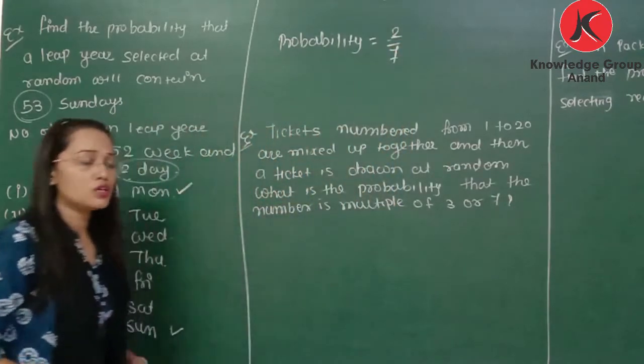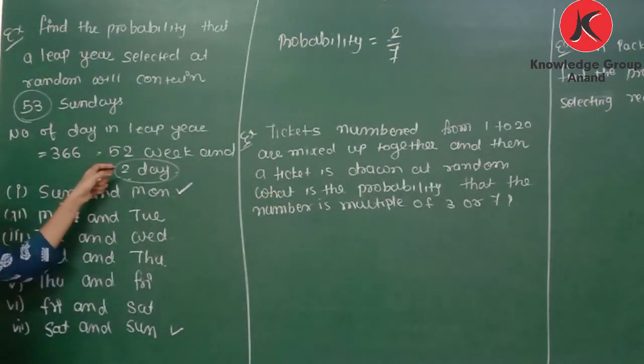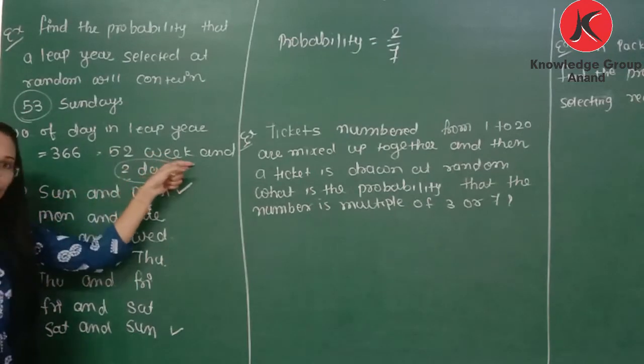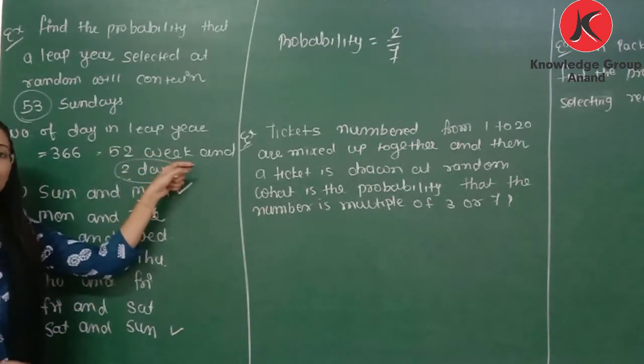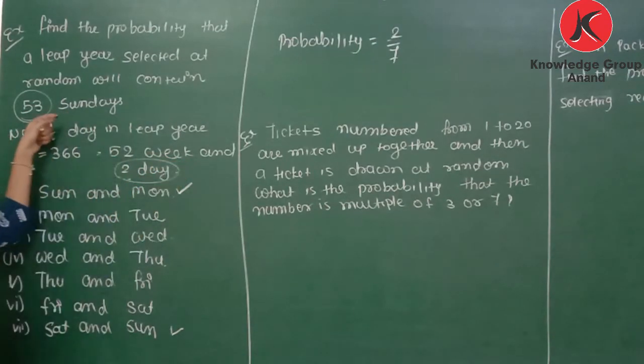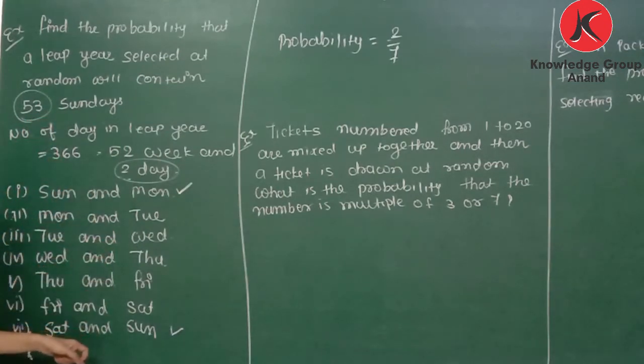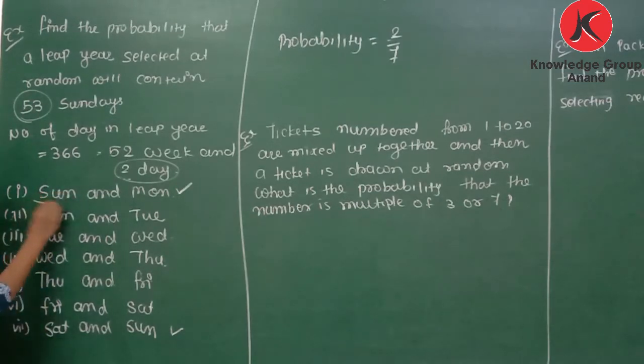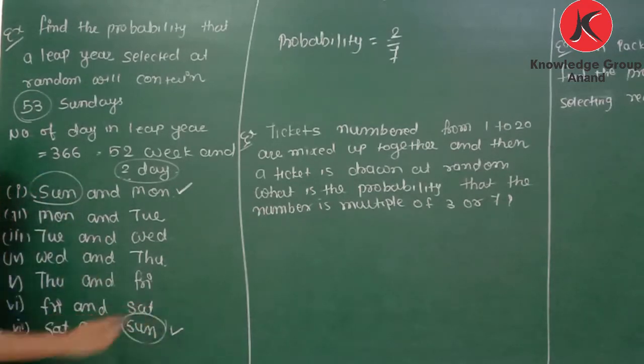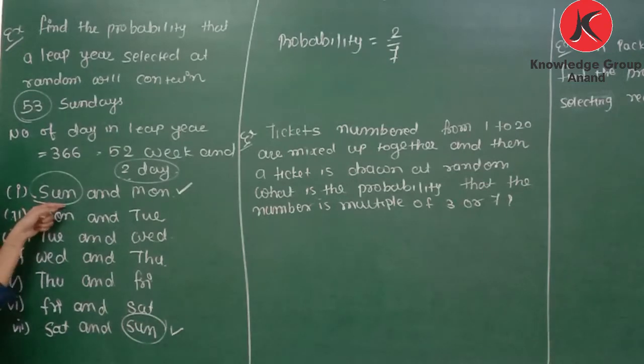Why? Because in every week there is one Sunday. So if there are 52 weeks, it means there are 52 Sundays. But if we want to find 53 Sundays, it means there are 7 possibilities. And from 7 we have 2 favorable outcomes that contain Sunday. Clear? So that's why the probability of having 53 Sundays in a leap year is 2 by 7. Clear?